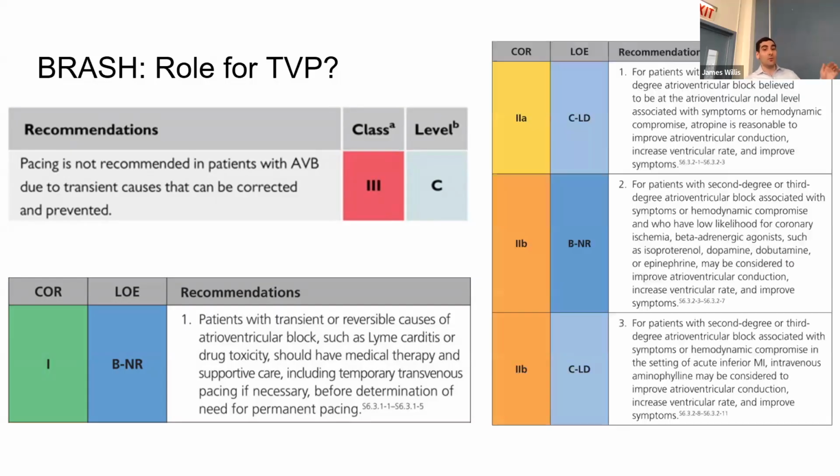In terms of the acute medical therapy, they reiterate how atropine can be trialed, but is likely to not be efficacious, as it does not affect conduction below the level of the AV node. They do reiterate the role for beta agonists like isoproterenol, dopamine, dobutamine, and epinephrine in treating the bradydysrhythmia. And then aminophylline in the setting of bradydysrhythmias due to an inferior MI.